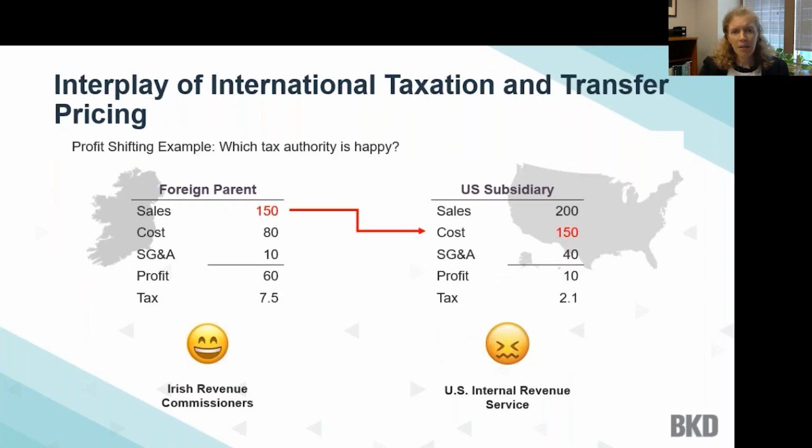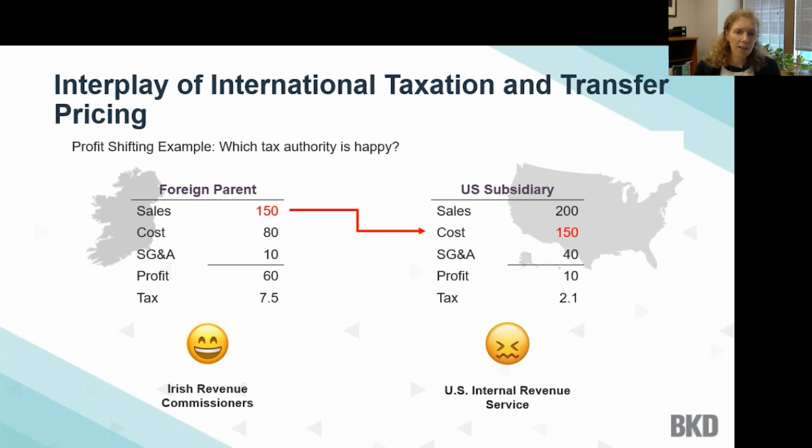So now that we understand transfer pricing, the arm's length standard, and the documentation requirements, let's talk about how transfer pricing and international tax relate to each other. Let's pretend you have a foreign parent company that is manufacturing goods and selling them to its US subsidiary, and the US subsidiary is going to distribute these goods.